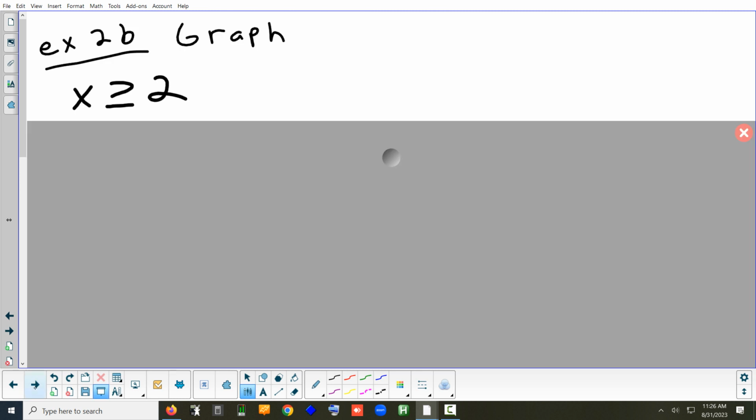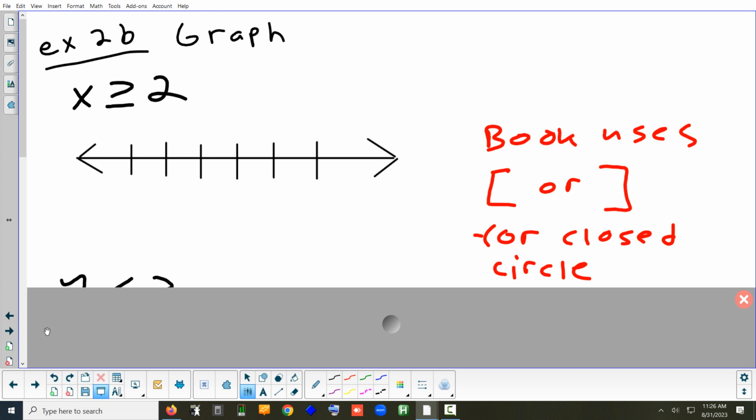All right, so open circle and closed circle is one way to do it. What you're going to see in our book in place of that is bracket and parenthesis, but it means the same thing. Our book is going to use a bracket in place of a filled-in circle. So here's how this one would look if you use a bracket. You're going to put a bracket on 2 because it would be like the filled-in circle.